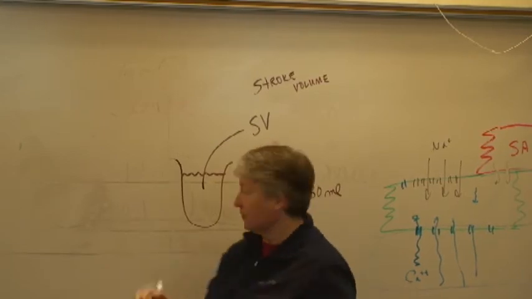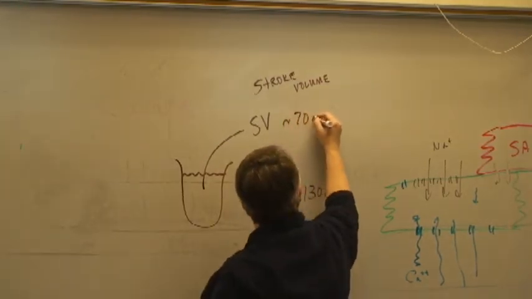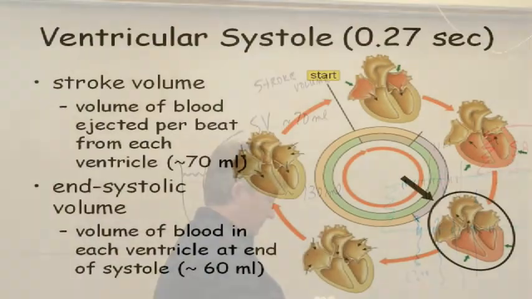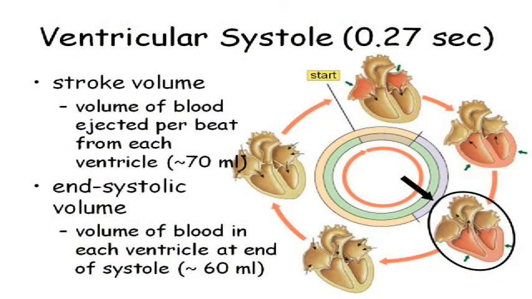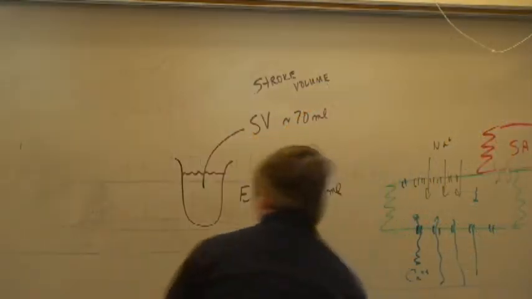And again, on average, that's about 70 milliliters of blood. Again, resting heart, not an exertion, but just under resting condition. So 70 mils enter the pulmonary trunk, 70 mils enter the aorta. So let's see, it took about a tenth of a second.